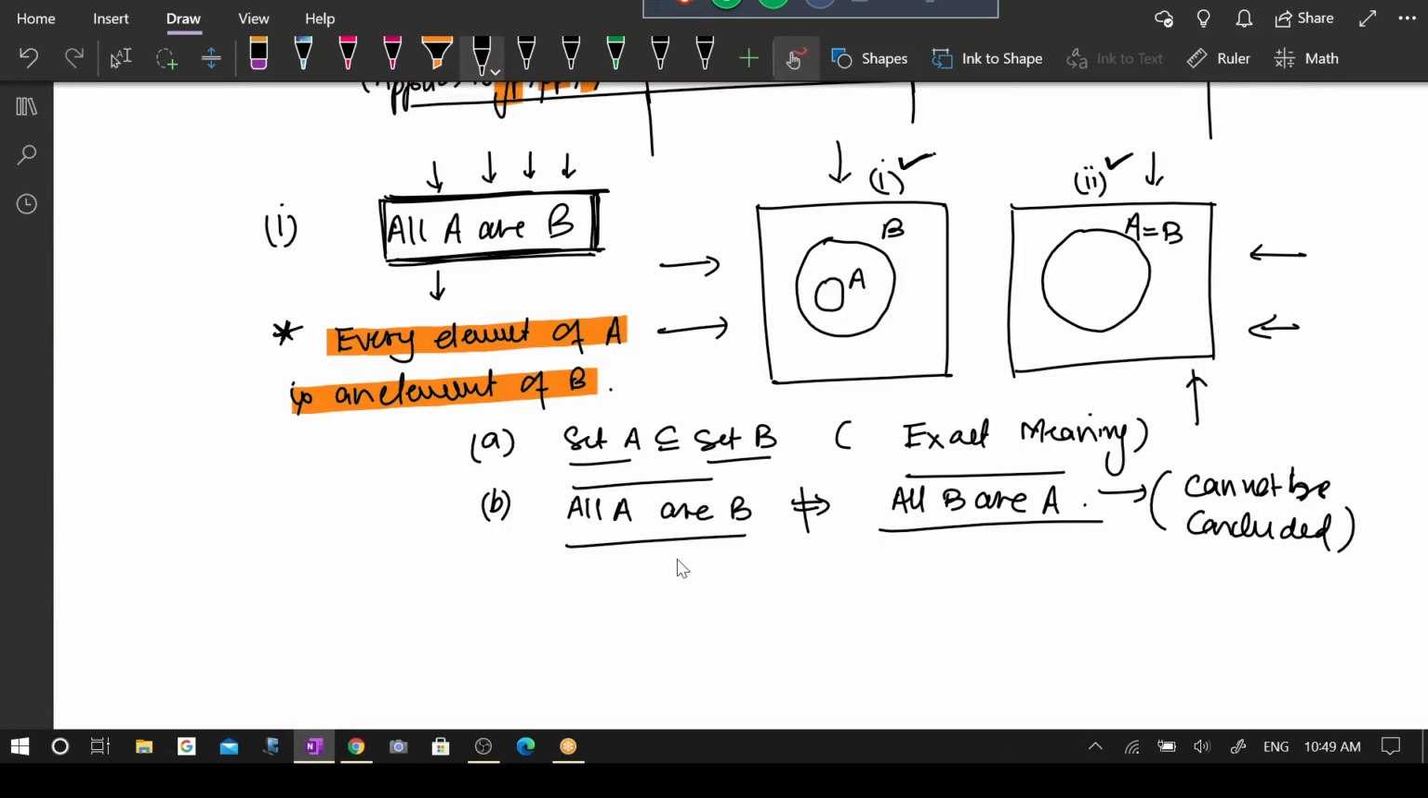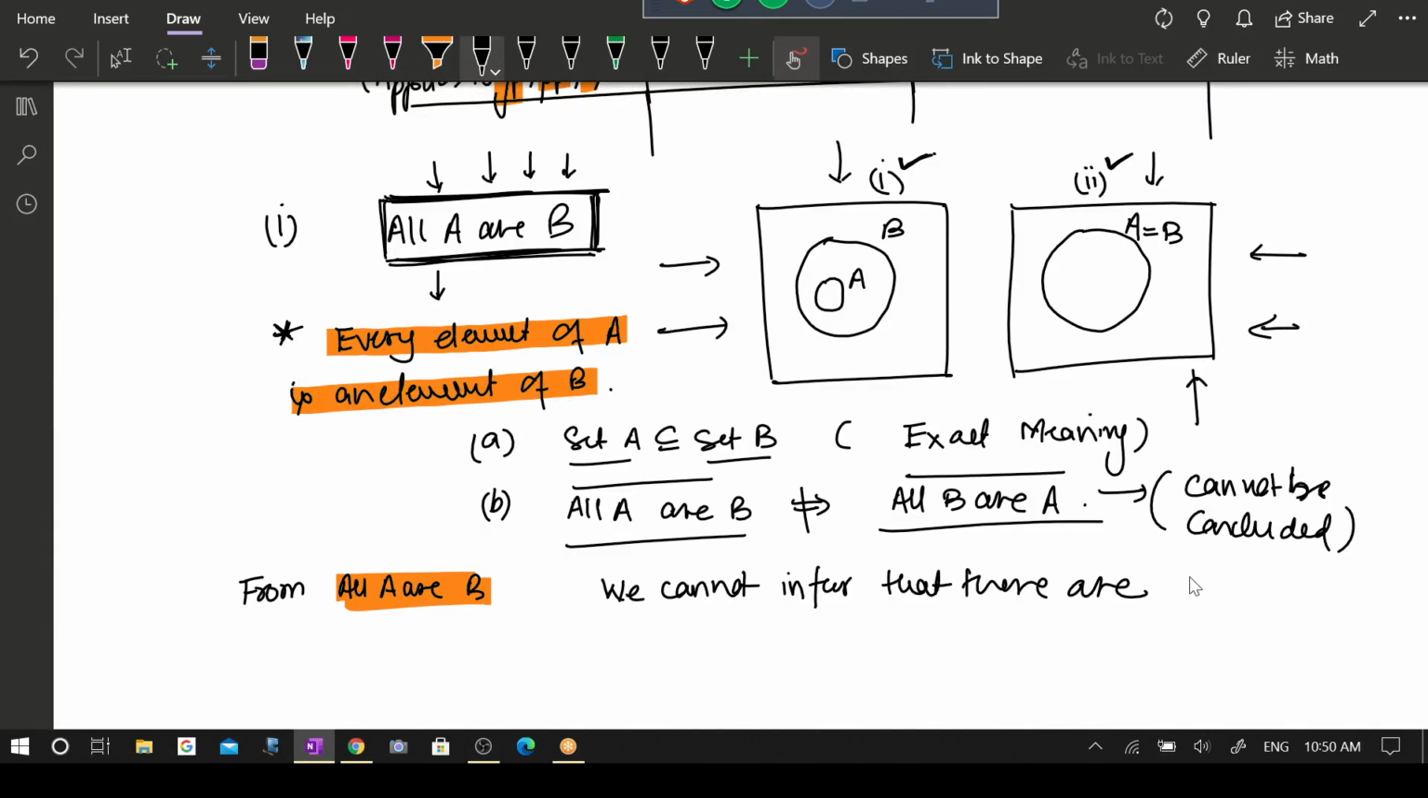Alright. What I mean to say is that from "All A are B", I am writing it very particularly, we cannot infer that there are some elements in set B that are not in set A. We cannot infer that, isn't it? We just cannot infer that.